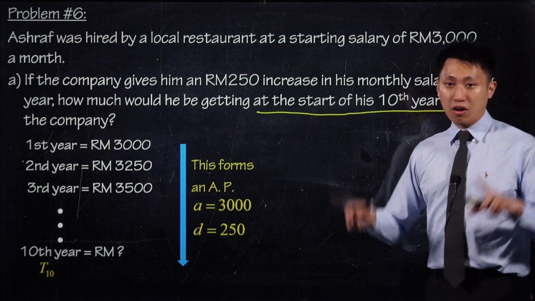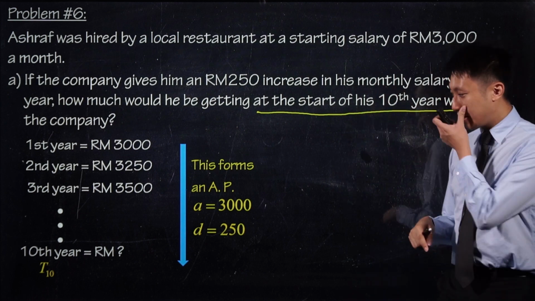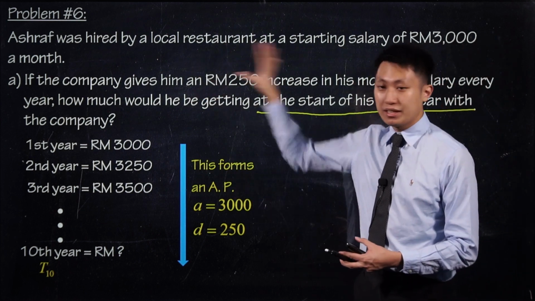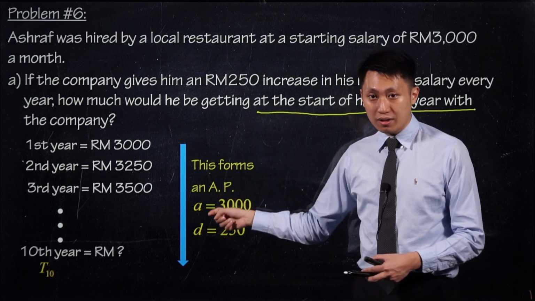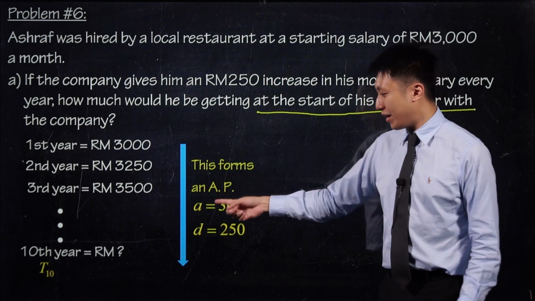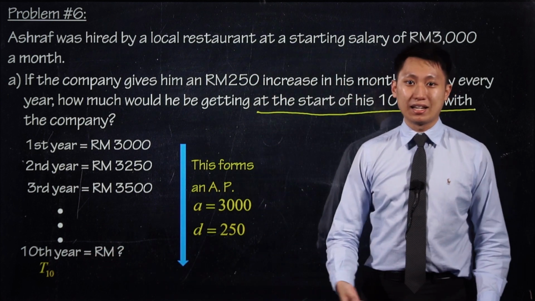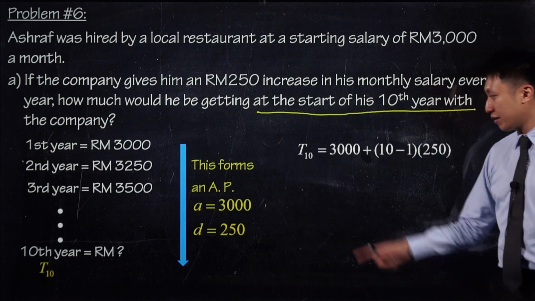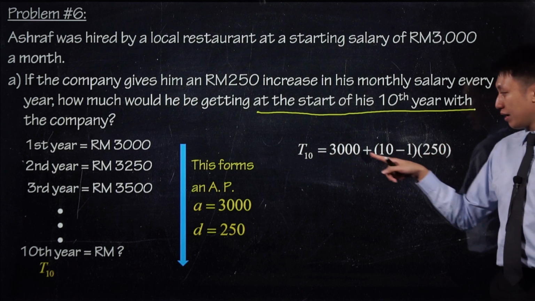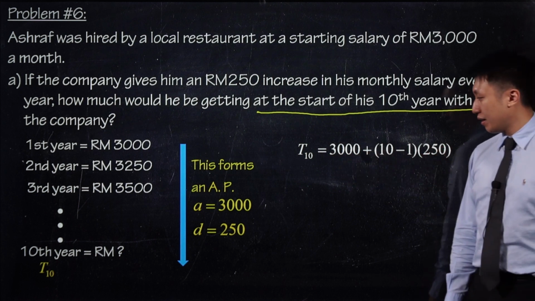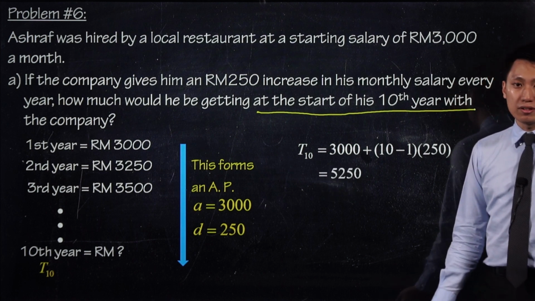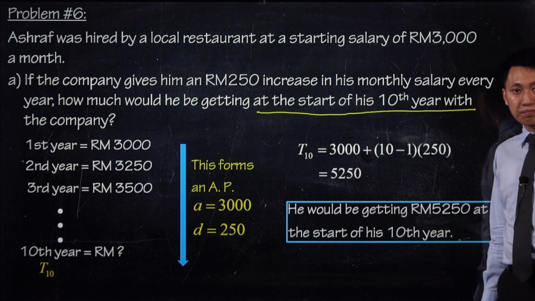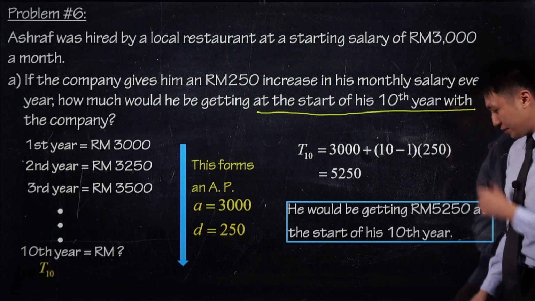So these so-called HOTS questions, if you can formulate the question properly, converting these words into things like this one, then it's very simple. Let's say I give you A and D, and I ask you to find T10. Is it difficult? No. That's the easiest task you can have. So T10 is equal to A plus n minus 1 times D, and it's going to be 5250. That is in monetary value, so RM 5250. No problem? Good.